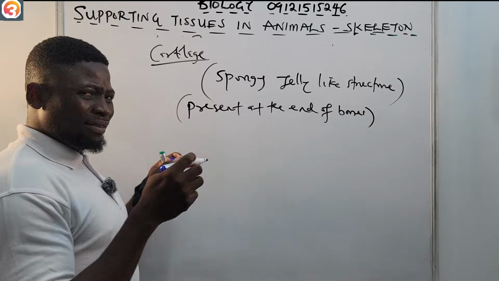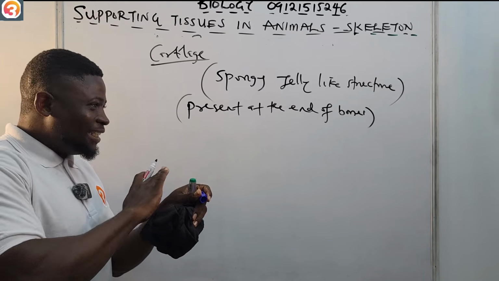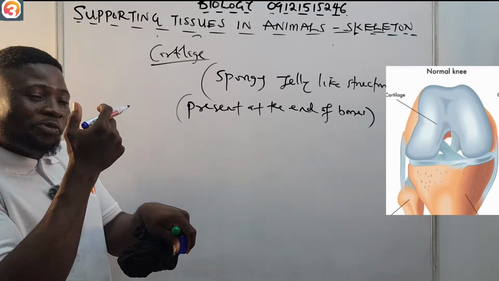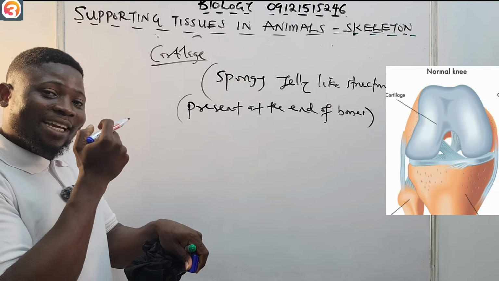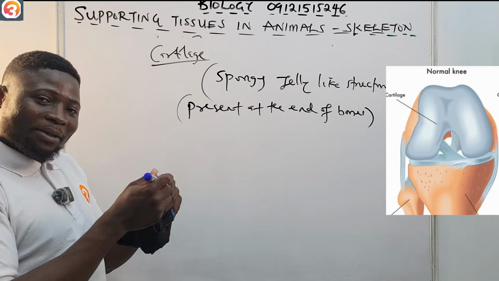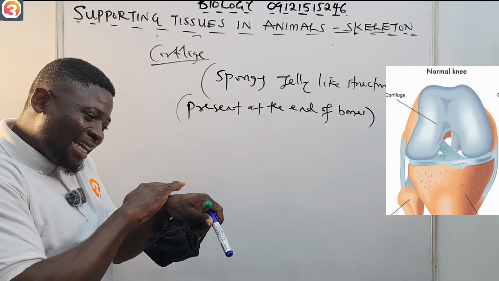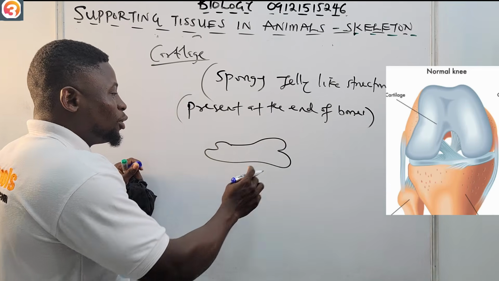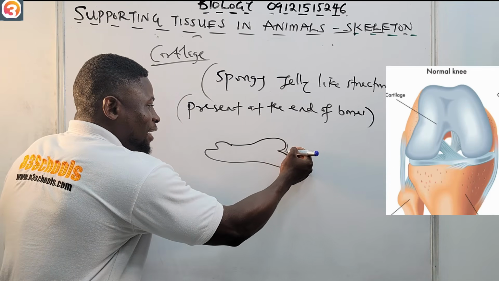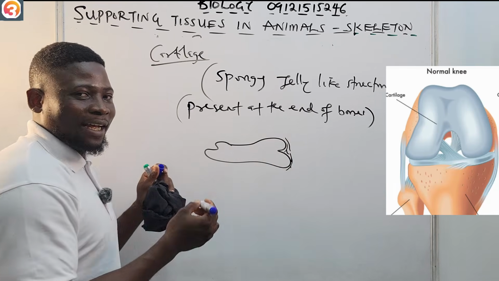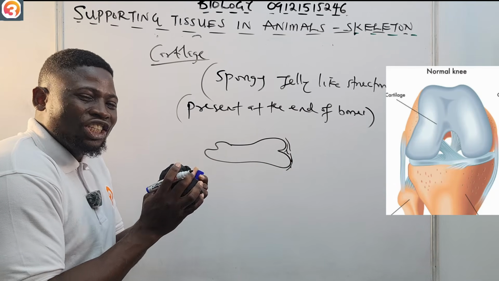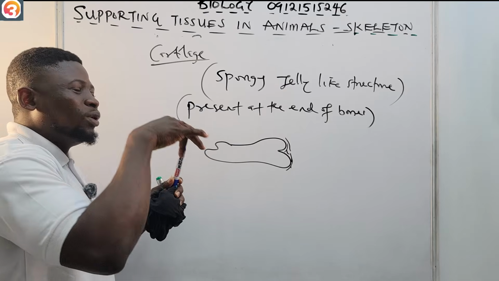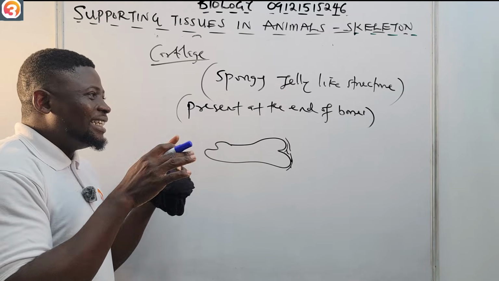I'm sure you have seen a bone before. You see a bone, you see one jelly-like structure that is shining at the end, that you can even use your teeth to scrape. I know most of us like eating biscuit bone. At the end of that bone, let's say this is your bone, at this end, there is some jelly-like structure, that white tissue that was shining that you can scrape off with your teeth and eat. Those are called cartilages. They are present at the end of bones.